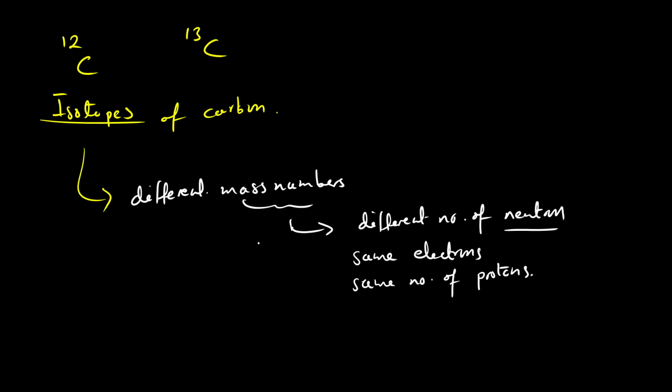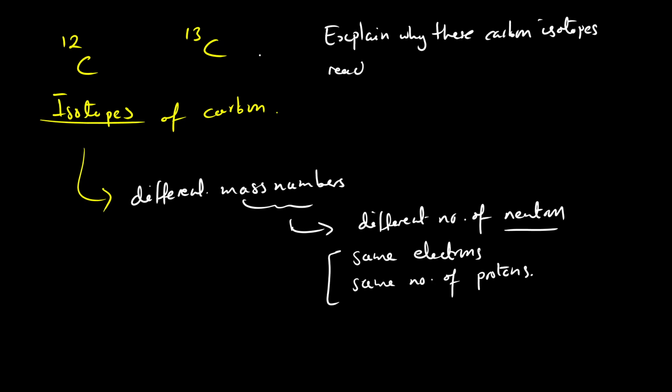If you remember, the atomic number gives a sort of identity of the element, doesn't it? And crucially, atomic number equals the number of protons. But these are both the same. Now, another potential question would be: explain why these carbon isotopes react similarly. They share the same chemical properties.